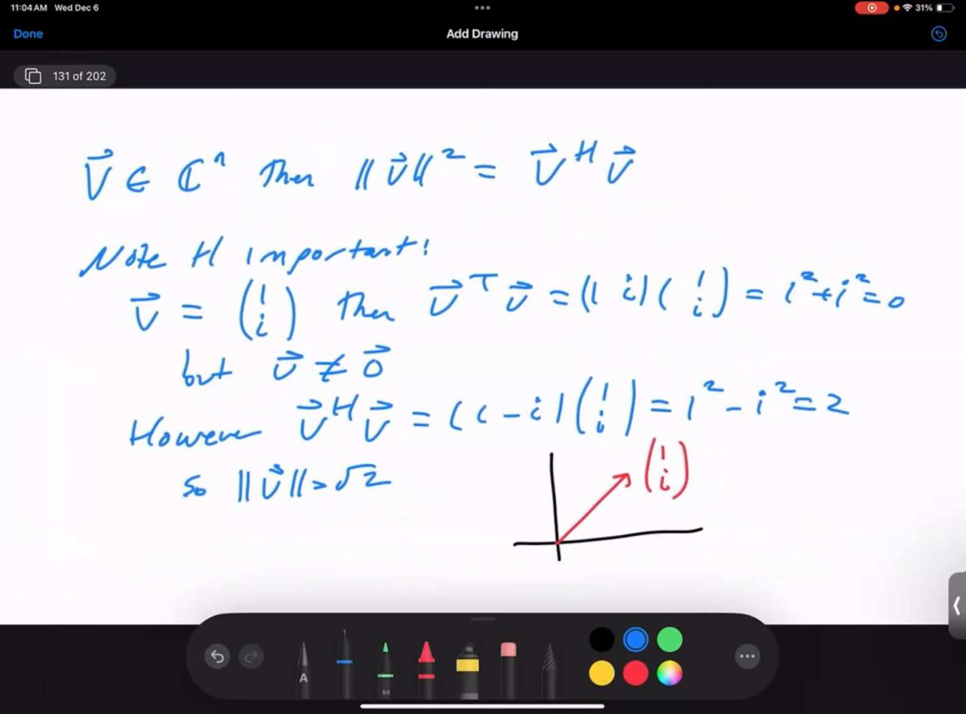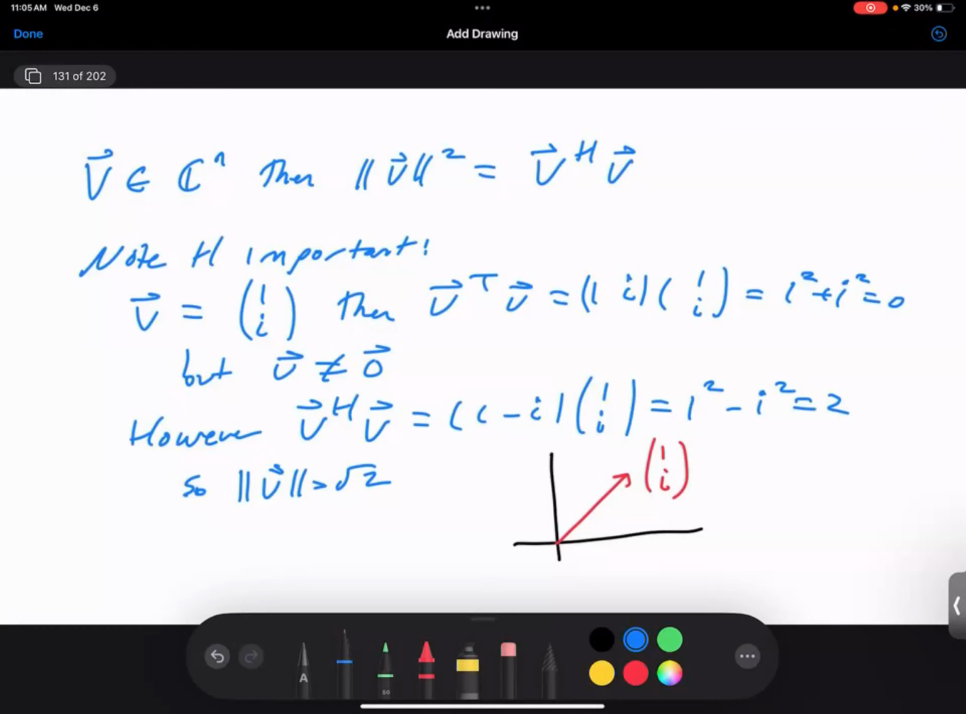And then if we have some vector in C^n, then its norm squared is the complex conjugate transpose times the vector. If the vector was real, this is essentially the dot product. Why do we have to take the complex conjugate transpose? Well, if I give you the vector v equals (1, i), and I just do the normal dot product, you can write it as v transpose v. Well, I would get 1 squared plus i squared, that's zero. And we don't want a vector to have a length of zero unless it happens to be the zero vector.